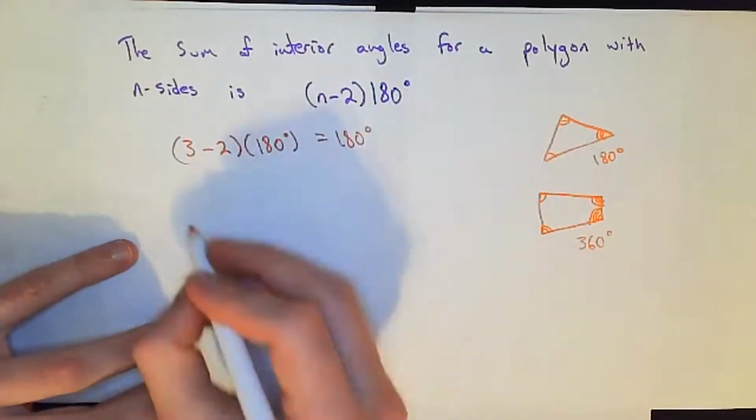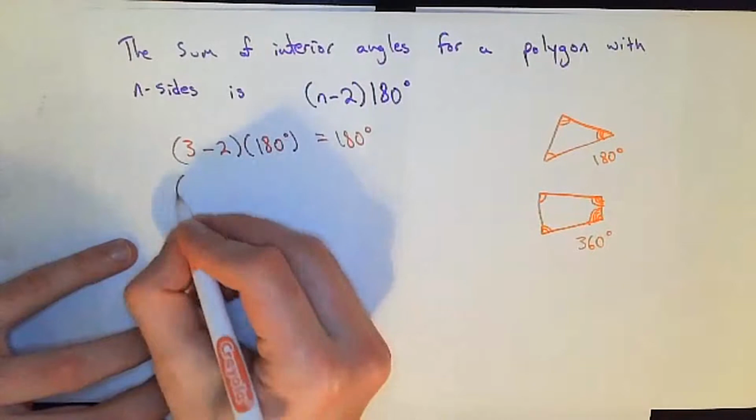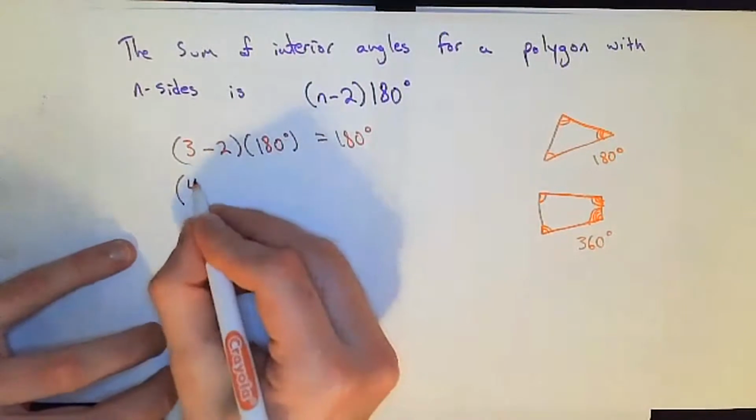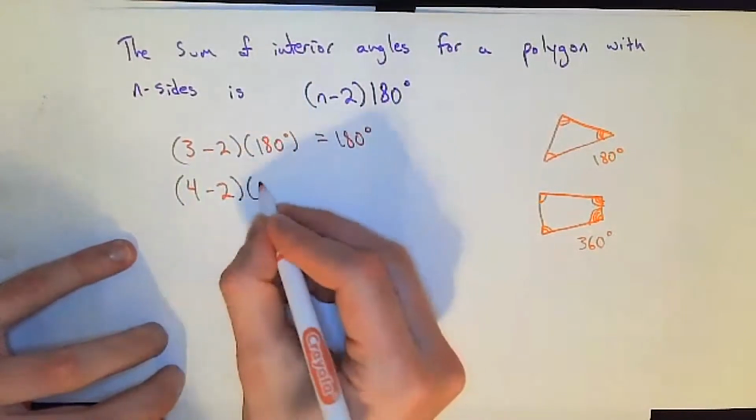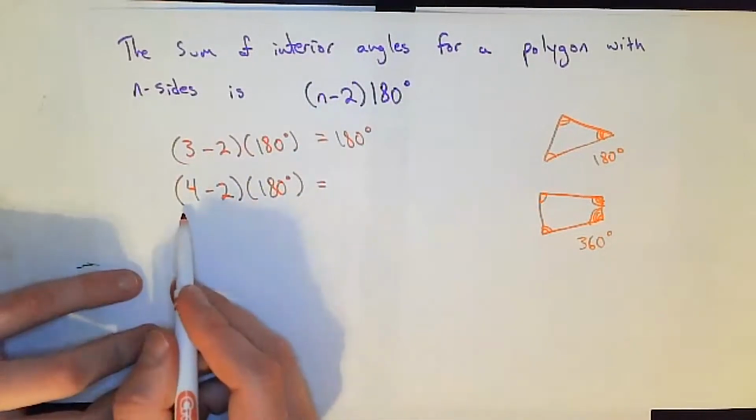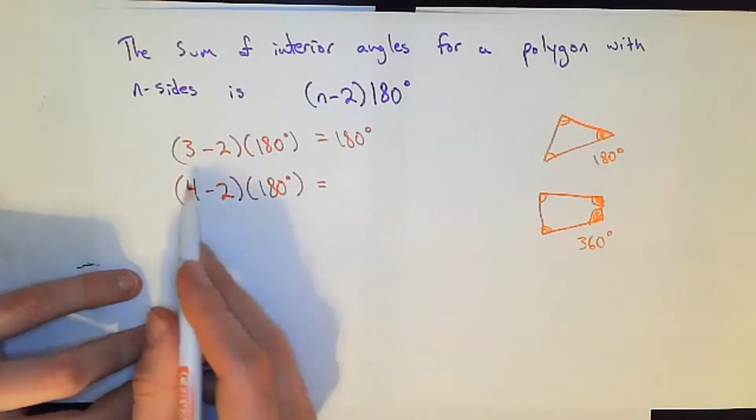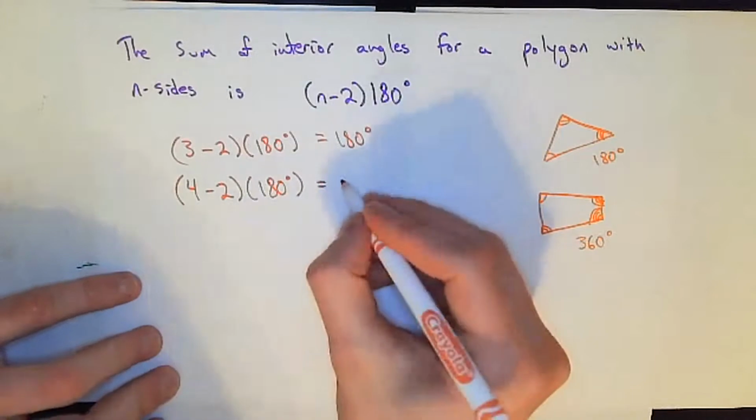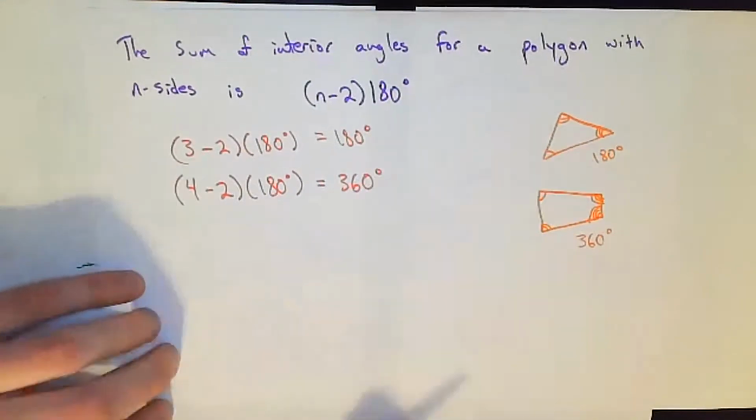That's for triangles, so it works. Now, what about quadrilaterals that have 4 sides? 4 minus 2 times 180 degrees. 4 minus 2 is 2, times 180. And that's 360 degrees.